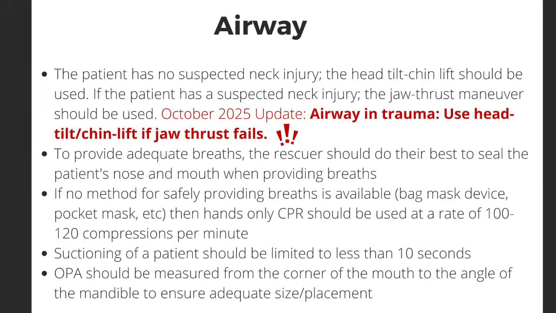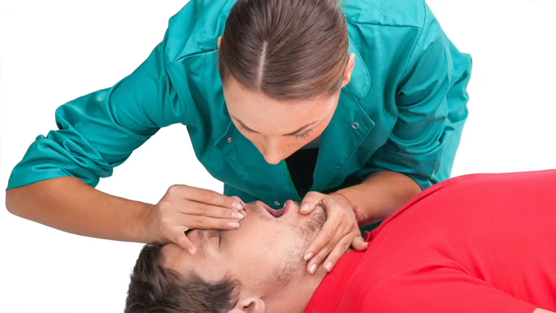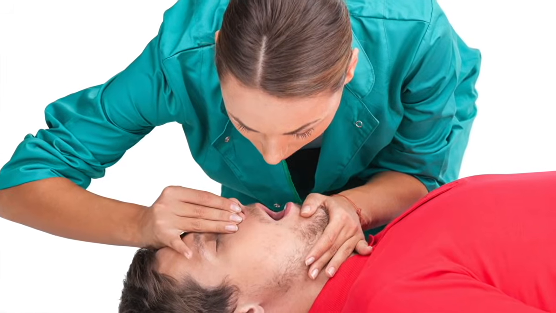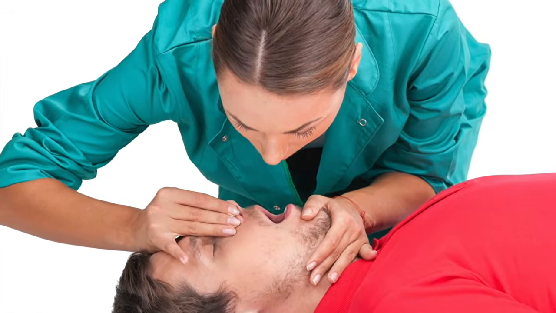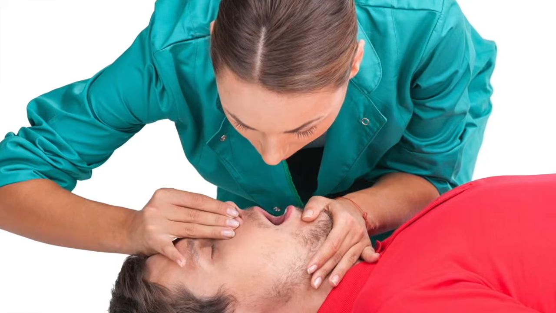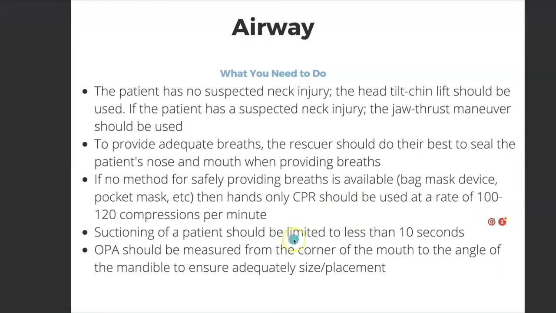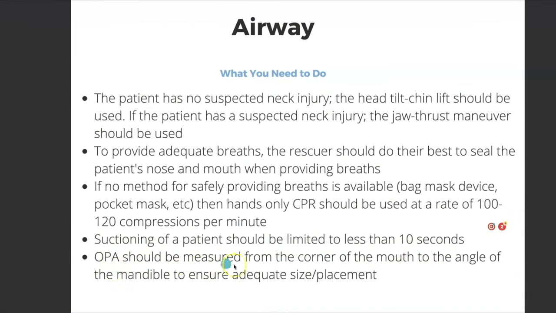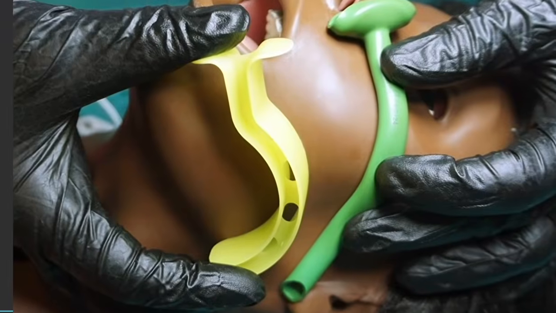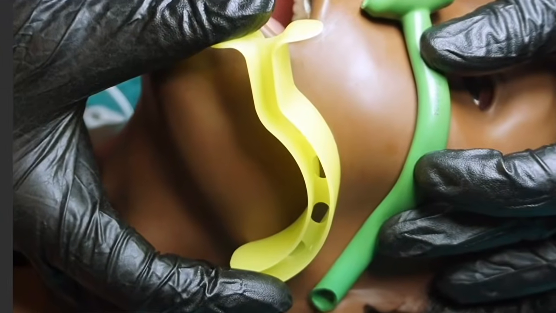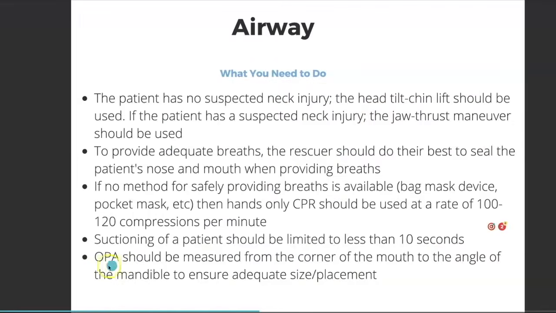To provide adequate breaths, the rescuer should do their best to seal the patient's nose and mouth when providing breaths. If no method for safely providing breaths is available, then hands-only CPR should be used at a rate of 100 to 120 compressions per minute. Suctioning of a patient should be limited to less than 10 seconds. The oropharyngeal airway should be measured from the corner of the mouth to the angle of the mandible to ensure adequate size and placement. That is also a test question with the OPA. That is also frequently tested.